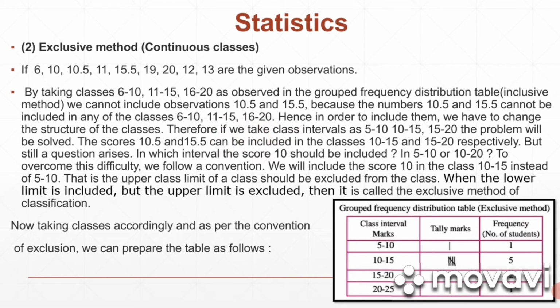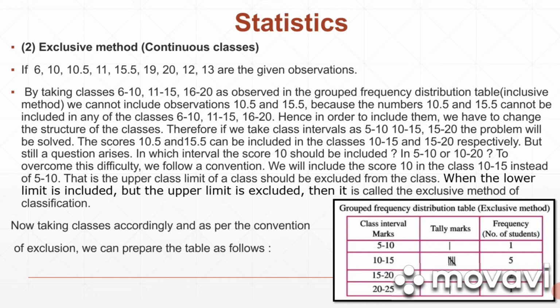Hence, in order to include them, we have to change the structure of the classes. Therefore, if we take class intervals as 5 to 10, 10 to 15, 15 to 20, the problem will be solved. The scores 10.5 and 15.5 can be included in the classes 10 to 15 and 15 to 20 respectively. But still a question arises in which interval the score 10 should be included, in 5 to 10 or 10 to 15. To overcome this difficulty, we follow a convention.